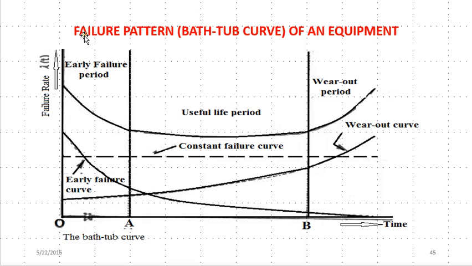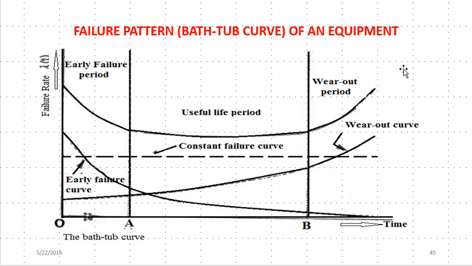Now looking at this graph, I have 3 regions. This one we call the early failure period, and this is the useful life period, and you can see it is the longest, and the last one is our wear out period, which is on the other hand. Now if you look at the cup here, it is falling down, and here it is somewhat flat, and here it is rising up.